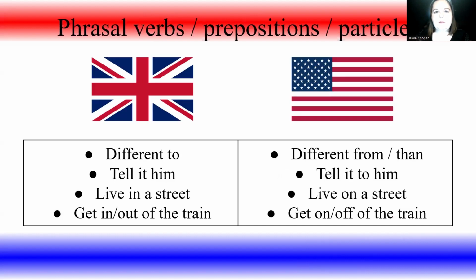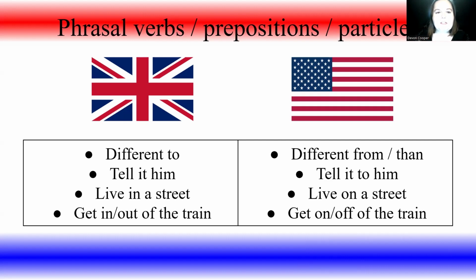The next one that I want to talk about is kind of a group of things, phrasal verbs, prepositions, particles, things like this. So, again, randomly, there's kind of a list of things that tend to be different. So, in British English, you might say different to, whereas in American English, we would say different from or different than. One of the examples listed is tell it him, and I must admit, even from my British friends, I've never heard this before. So I would be curious to find some examples of this. Whereas in American English, we tend to say tell it to him.